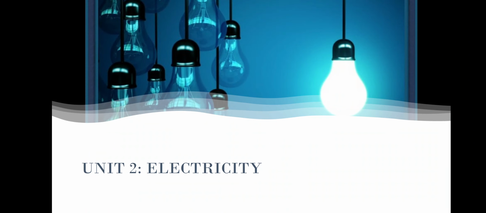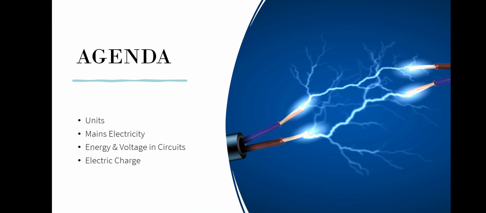Today we'll be covering Physics Unit 2 Electricity. The agenda for today is covering Specification Part A Units, Part B Mains Electricity, Part C Energy and Voltage in Circuits, and lastly Part D Electric Charge.